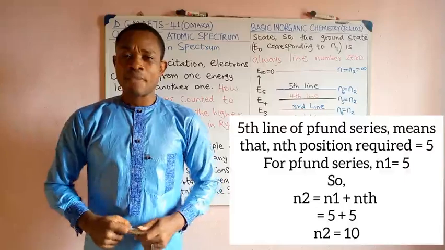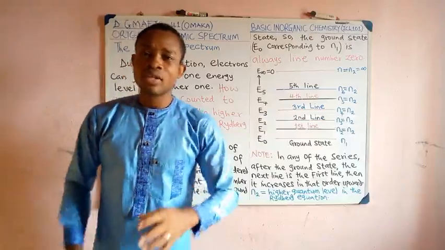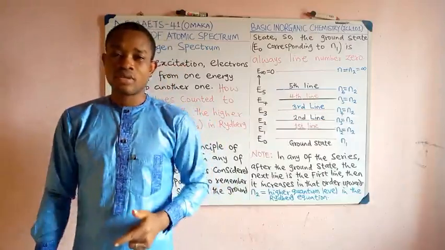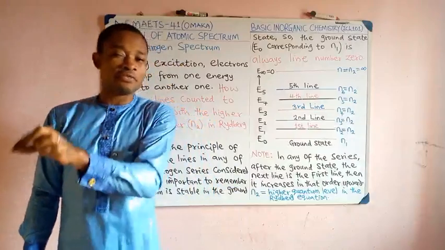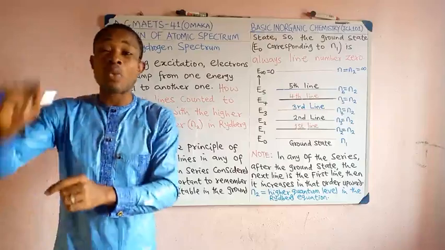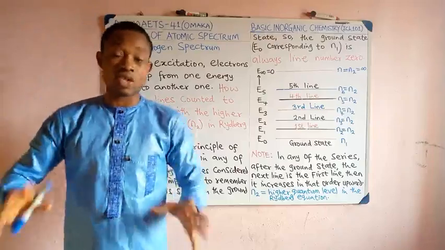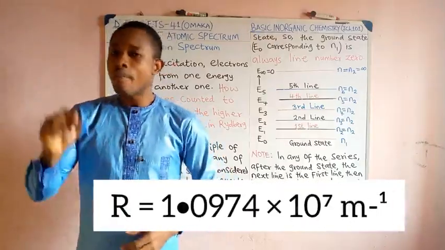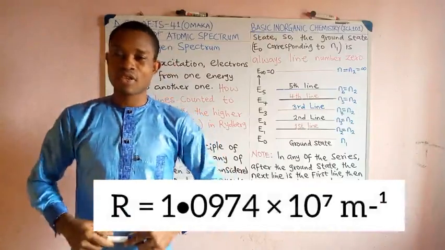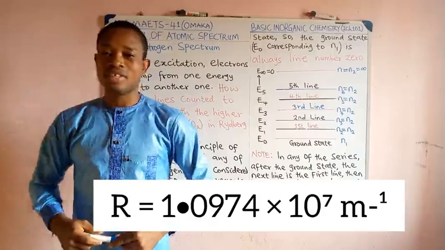So take note of that. Please, I want to state this quickly. The Rydberg constant is 1.0974 times 10 raised to power 7. Positive 7, not minus 7. Is that okay? Positive 7. Take note of that. Then per meter as the unit.